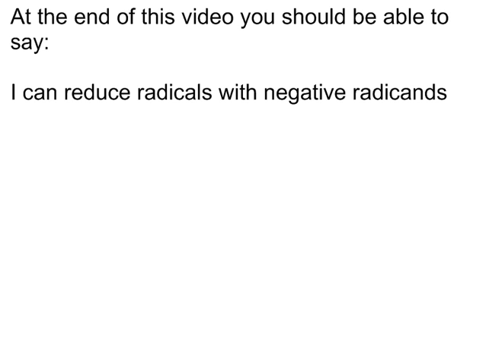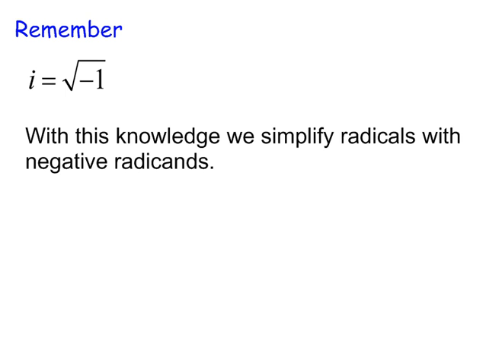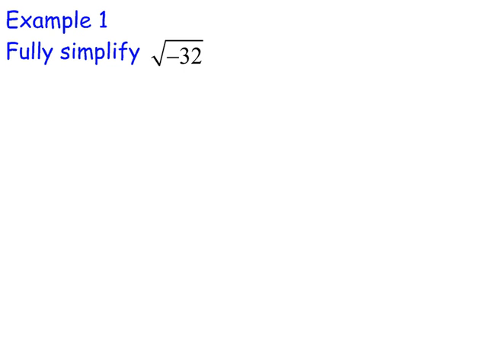I can reduce radicals with negative radicands. So remember, i is equal to radical negative 1. It is with this knowledge that we simplify radicals with negative radicands. Let's look at our first example. Fully simplify radical negative 32.